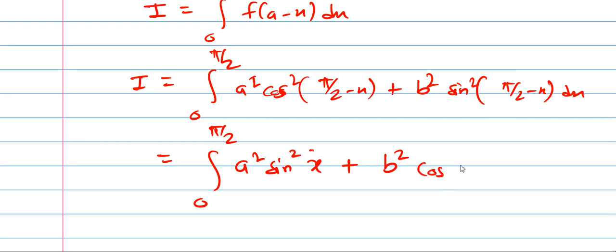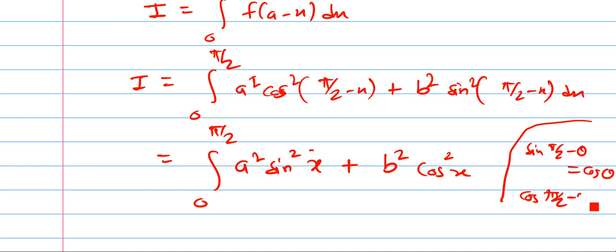cos square x. So you have to use these basic identities, that sin pi by 2 minus theta is cos theta and cos pi by 2 minus theta is sin theta. Okay, so this is equation number 2.